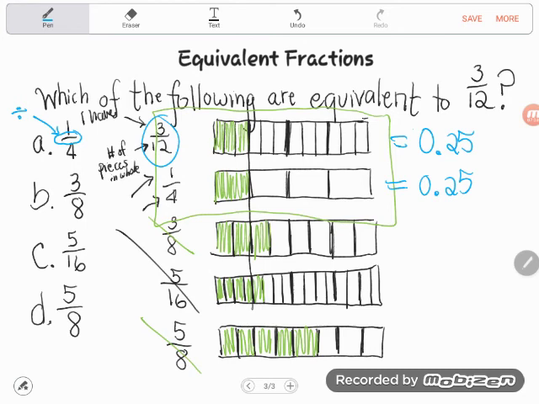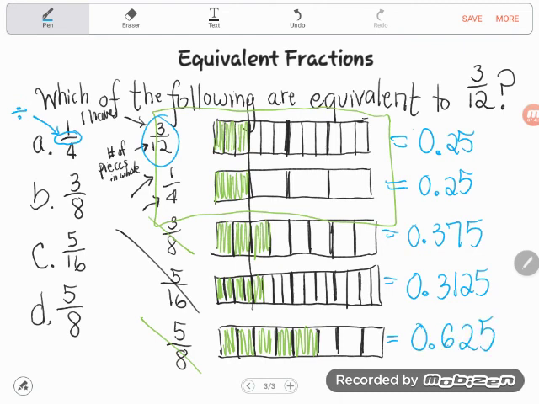Now, I mean, if I were to do another number, 3 divided by 8, I'm going to see I don't get the same number. I get something a little bit more, just like we expected from looking at our diagram. Or 5 divided by 16. Again, close to 0.25, but yeah, a little bit above. And then, like we said, this one's going to be way large. 5 divided by 8, that's 0.625. That's more than double.